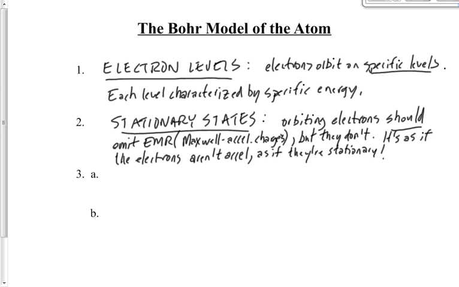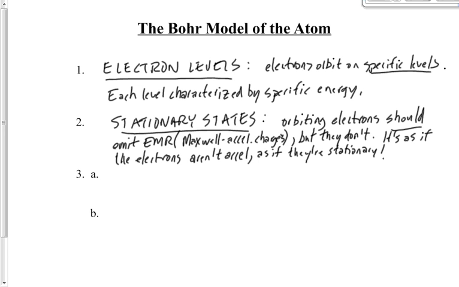Now, in the end, how do we know that they don't emit EMR as they orbit around the nucleus like that? Well, because imagine if they emitted EMR, they're giving off energy, right? As these keys give off energy, these keys lose energy themselves, right? What happens to these keys is they lose energy. Watch what happens to these keys as they lose energy.